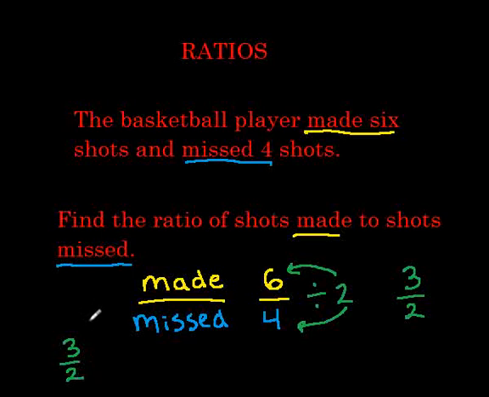And what that means is, for every 3 shots he makes, he misses 2. And so another way to write this ratio is you can write that in words. For every 3 shots he makes to every 2 shots he misses. So 3 to 2. And the final way to write this ratio is with the colon. 3 colon 2. So that means he made 3 shots to missing 2 shots. Let's keep this scenario in mind where the basketball player makes 6 shots and misses 4, and let's go to the next example.